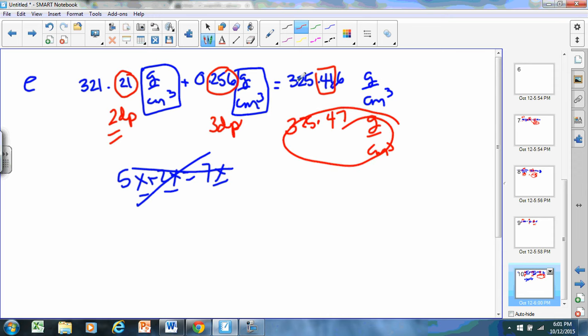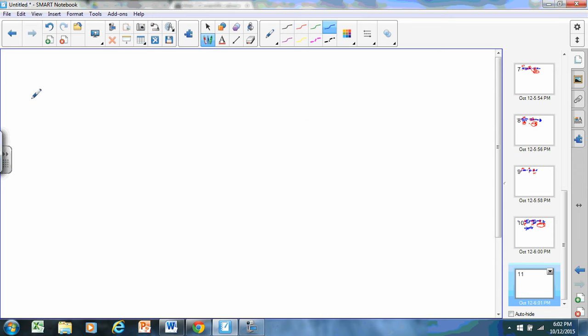We're basically saying this measurement was good to the 100th, this measurement was good to the 1,000th place, therefore the sum is only good to the 100th place. All right, I didn't do that on the calculator, but you guys know how to use a calculator.